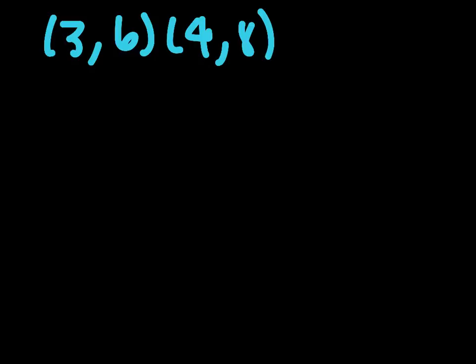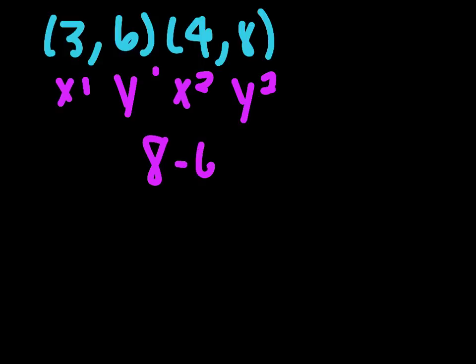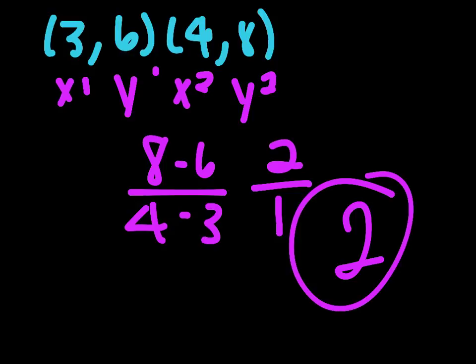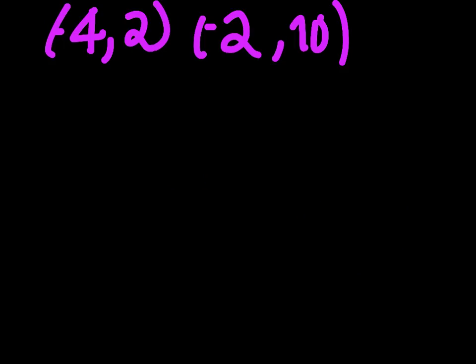Alright, so same thing. x1, y1, x2, y2. 8 minus 6 over 4 minus 3, 2 over 1. That is your answer. Or I could just say 2. That's the slope of the line. I like these, so we're going to do another one. Go ahead and solve this one, and when you're ready to check, unpause the video.